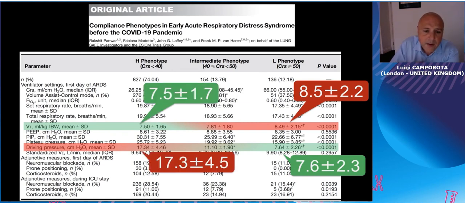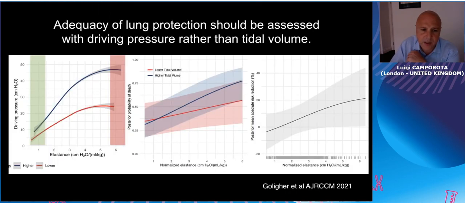Whereas if you compare it with the patients with low compliance, those patients on average were ventilated with lower tidal volumes, but the driving pressure was excessive, 17 centimeters of water. So this is the importance and the difference between looking at just tidal volume per se versus scaling the tidal volume to the lung compliance, which is essentially looking at driving pressure.